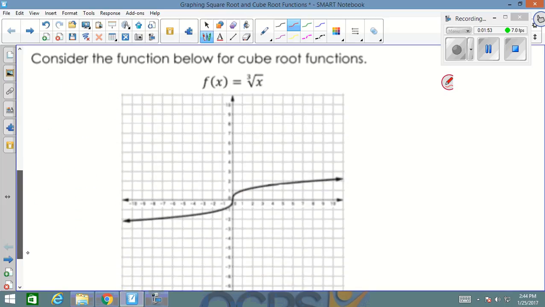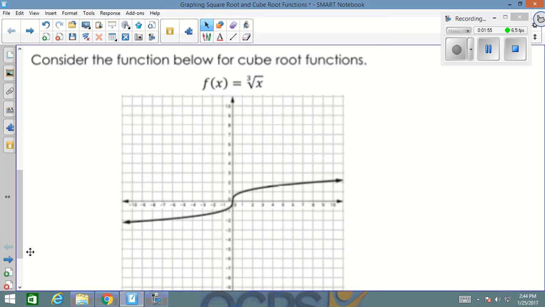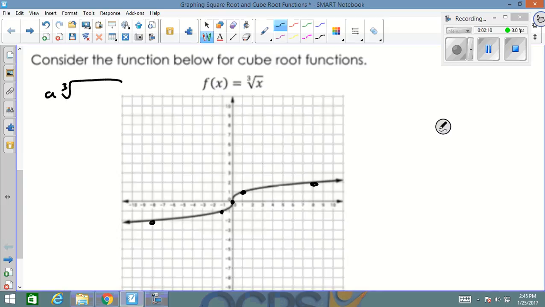This here is our cube root function, and notice it does go into the negatives. It goes to both sides. And the same holds true: A times the cube root of x minus h, plus k, and they all do the same thing from above.